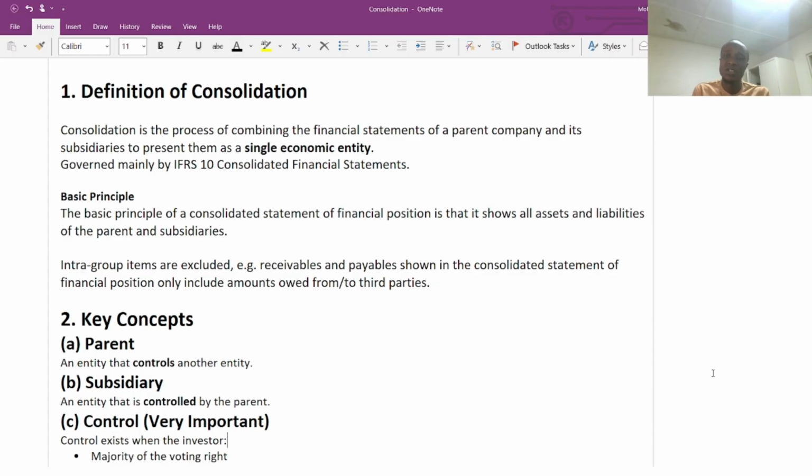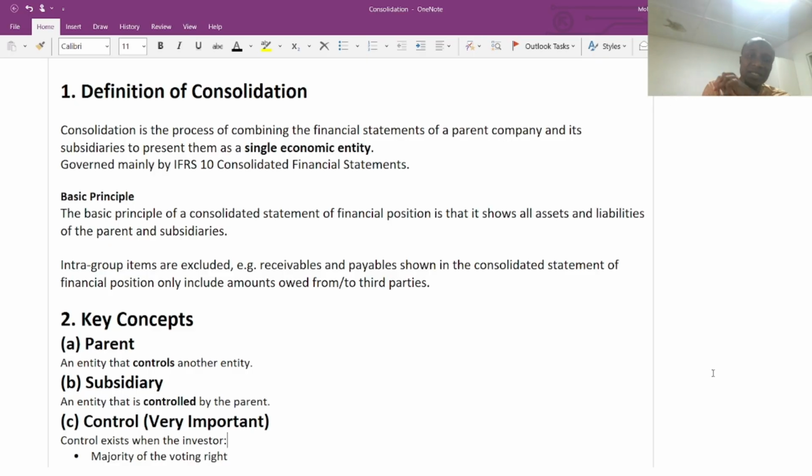But for the sake of consolidation and the existence of control by the parent over the investee, IFRS 10 gives us the right to put together both financial statements of the parent and the subsidiary to produce a single entity financial statement, which we can use to make strategic financial decisions for the single entity. I'm not talking about the individual financial statements of the parent and the subsidiary, but the consolidated financial statement that we are going to put together.